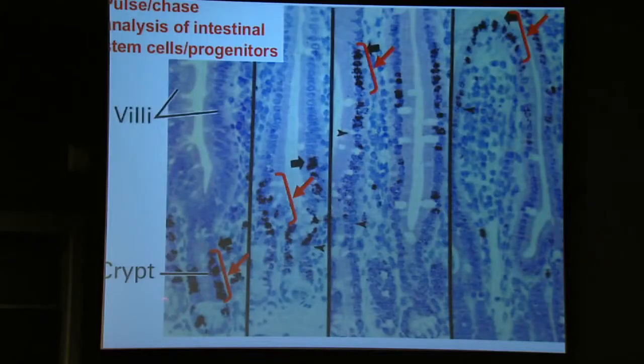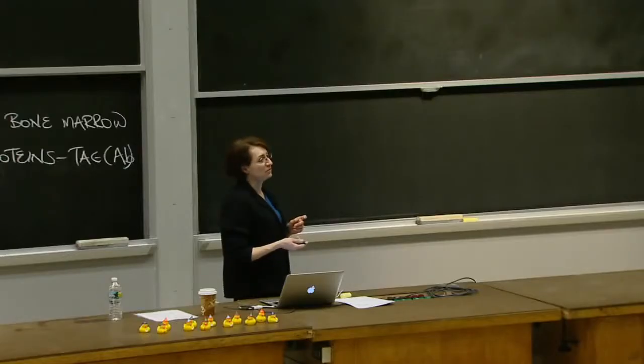So here's the crypt, and in this experiment a pulse of thymidine has been given, and you're looking at time 0, right after the pulse of thymidine has been given. Here are the cells, the black cells are in the crypt, they're labeled. And then if you look over time, you can see that these black cells move away from the crypt, they're moving up into the villus, and here they are actually right on top of the villus, replacing the cells that were turning over. So that's a really beautiful demonstration of a pulse chase assay.